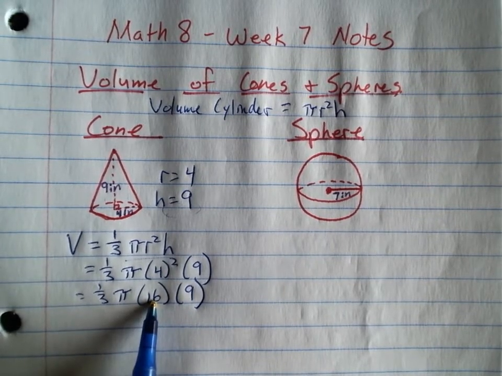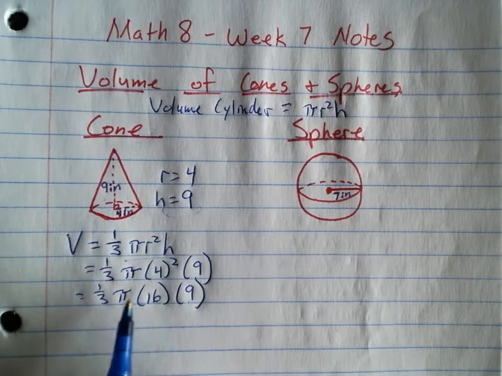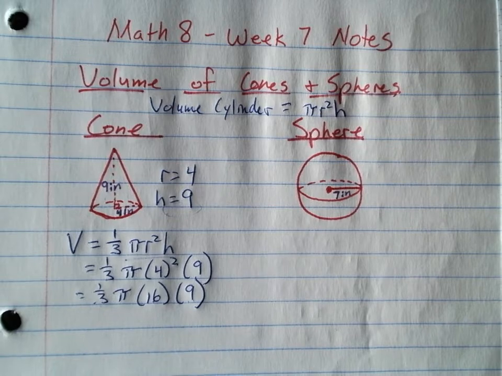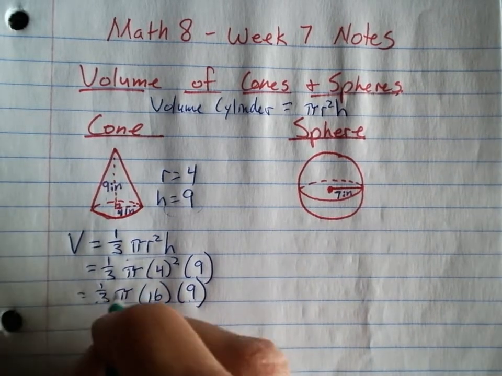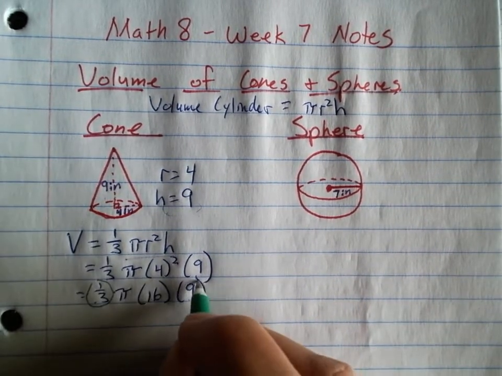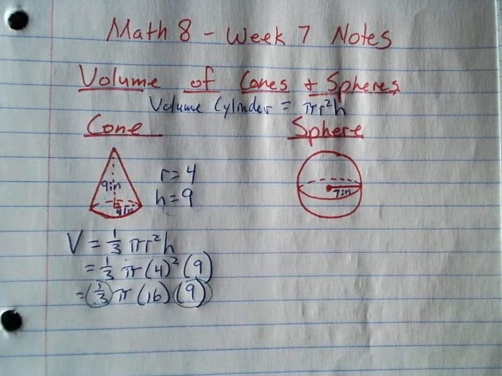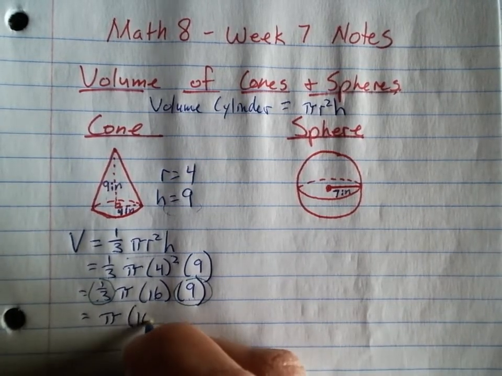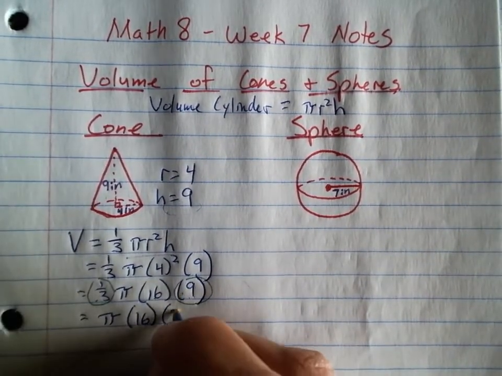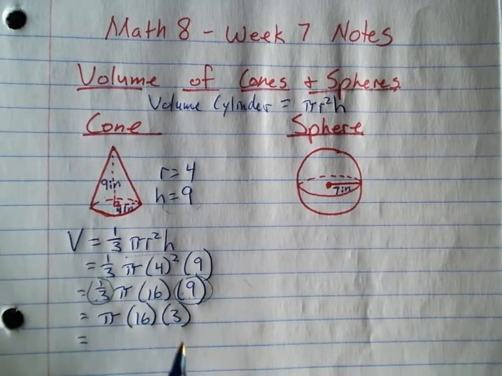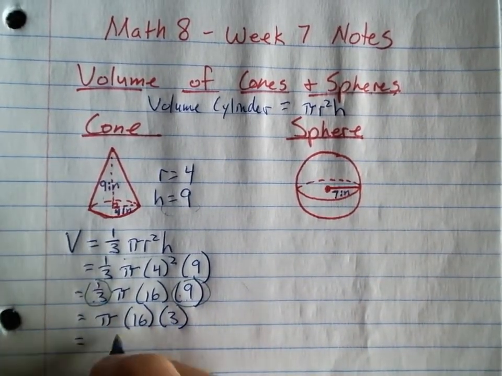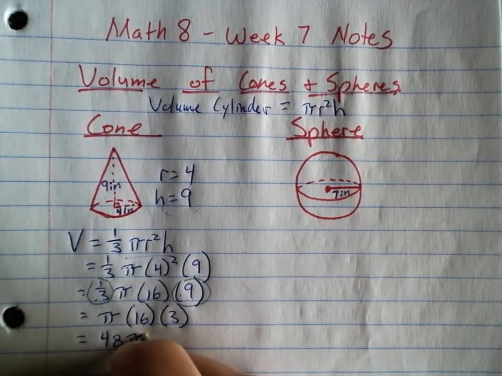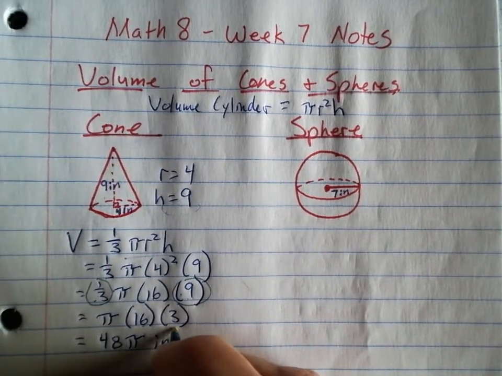I can't divide 16 by 3, but I can do 9 divided by 3. So I could take 1/3 of 9, which is going to make that 3. I'm going to put a circle here and here, because I'm going to do that first. That leaves me with pi, 16, and 1/3 of 9 is 3. Then I've got 16 times 3, which is 48. It's going to be 48 pi inches cubed.